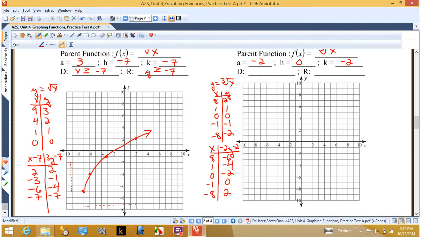Okay, so let's plot that. 8, negative 6, 1, negative 4, 0, negative 2, negative 1, 0, and negative 8, 2. So that's my cube root graph. We can see it's been reflected and it's been stretched. Moving on.